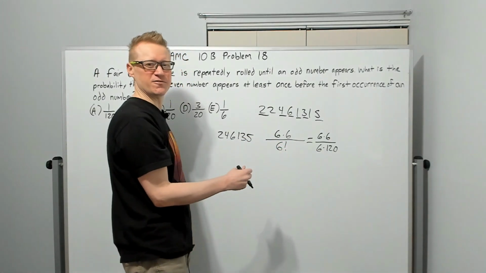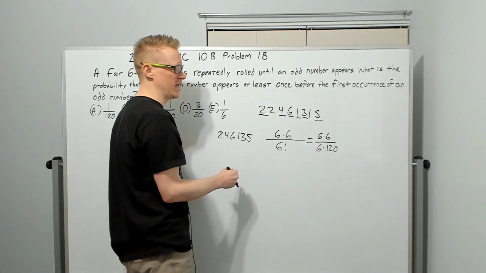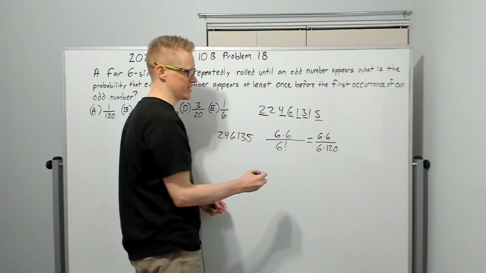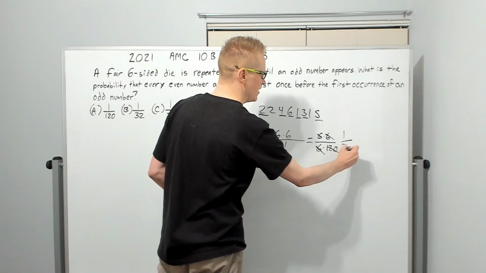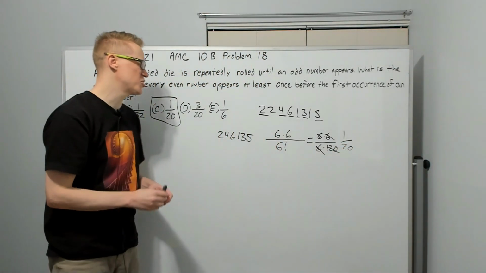It's good to memorize your first 6 or so factorials, maybe even 7. 7 factorial is 5040, I believe. Memorize those. They come up a lot. That can save precious time. So this is going to cancel here. 6 goes into 120 20 times. The answer is C, 1 over 20.